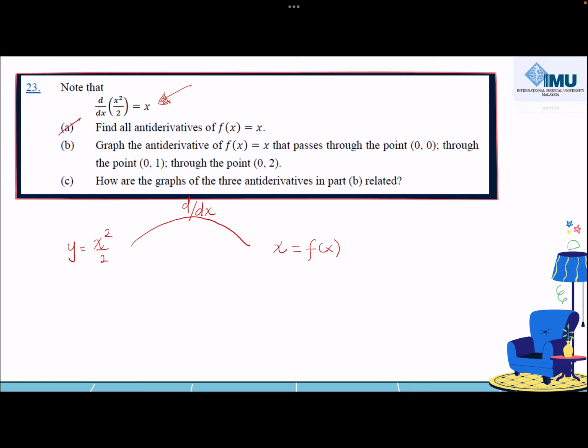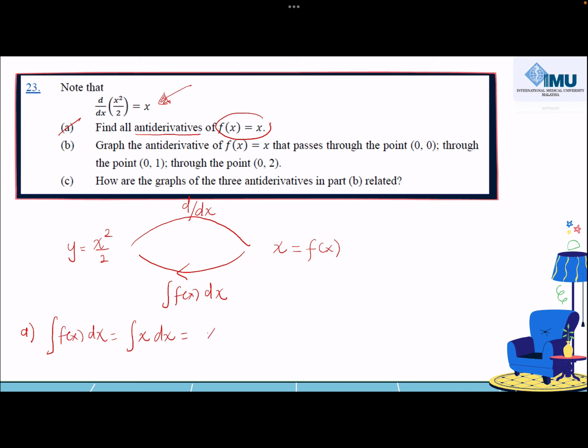Now, what is meant by antiderivative? Antiderivative is the opposite of differentiation, which is integration. Correct. Reversing the process. You want to integrate your f(x), meaning you reverse the process. You're going to integrate f(x) with respect to dx. So very simple. A is basically you integrate f(x) with respect to dx. What is your f(x)? Which is x.